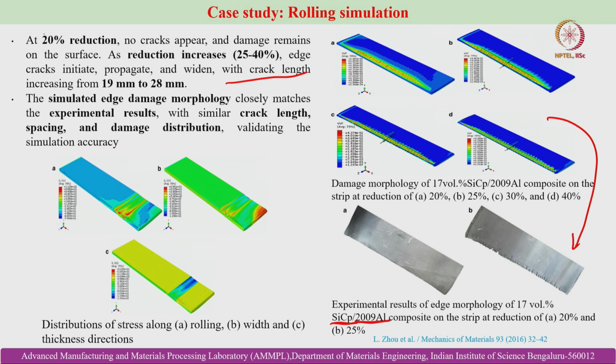you can see from these results very well that it basically predicts that up to a 20% thickness reduction at one go, at one pass, no edge crack formation happens, and these findings have been validated with the experiment also. So the developed model can be effectively utilized for several other materials which need to be processed via rolling.